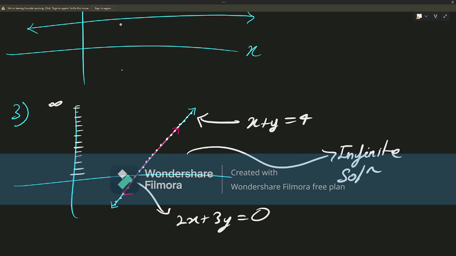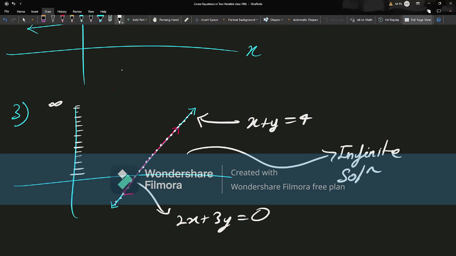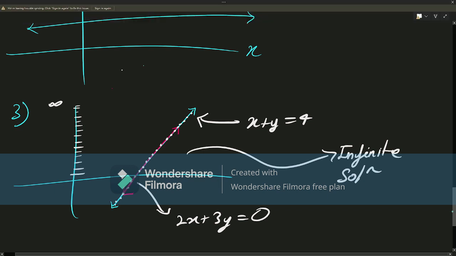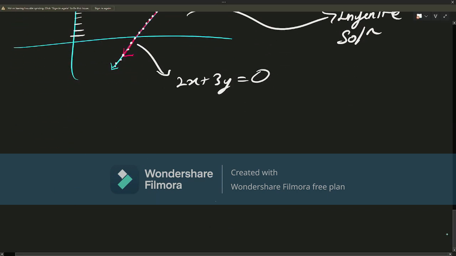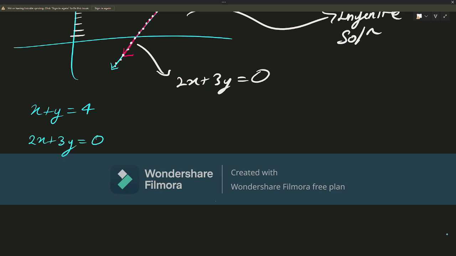Now, let's talk about some of the conditions that you're going to use while solving questions, when you're not doing this on the graph book. Suppose let's take the same example, x plus y equal to 4 and 2x plus 3y equal to 0. Suppose they have given you these two equations, 1 and 2. Now they ask you, without drawing the graph, tell us if these lines are intersecting, parallel, or coincident. How will you do it? Simple.